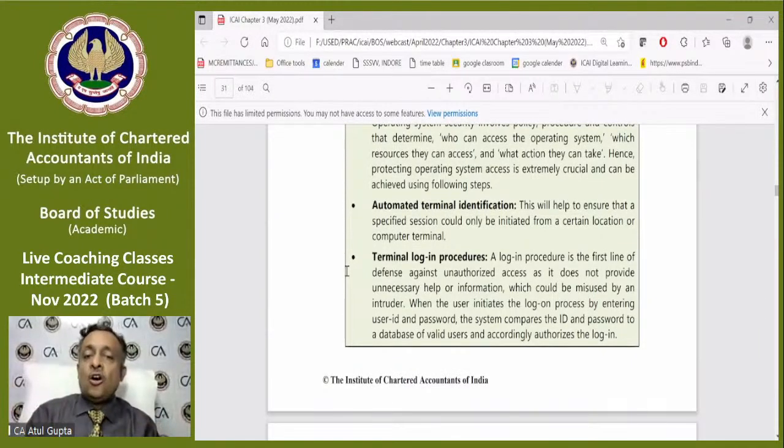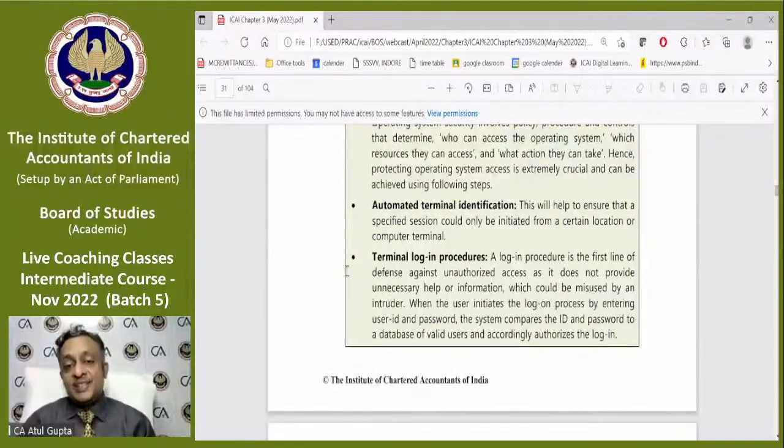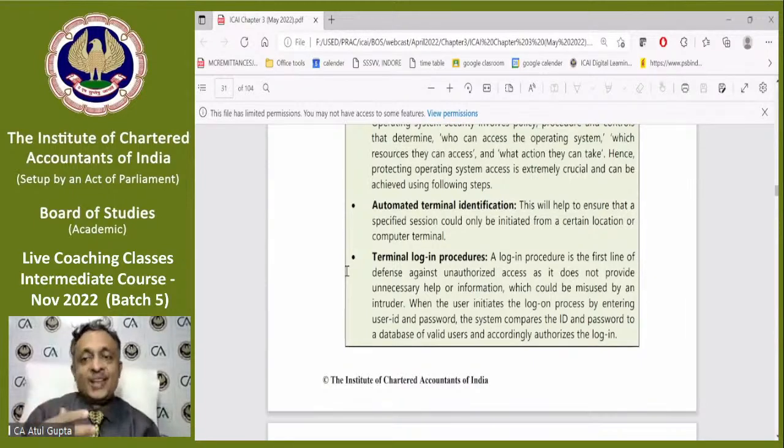Then terminal log on procedure. A login procedure is the first line of defense against unauthorized access, as it does not provide unnecessary help or information which could be misused by an intruder. When a user initiates a logon process by entering a password, the system compares the password in the system and then authorizes the login. In fact, now technology has evolved. Companies, meaning public sector banks, private sector banks, big corporates, all have implemented the concept of one-time password, OTP. It is delivered on your mobile. You log in to ensure that you are the right person.